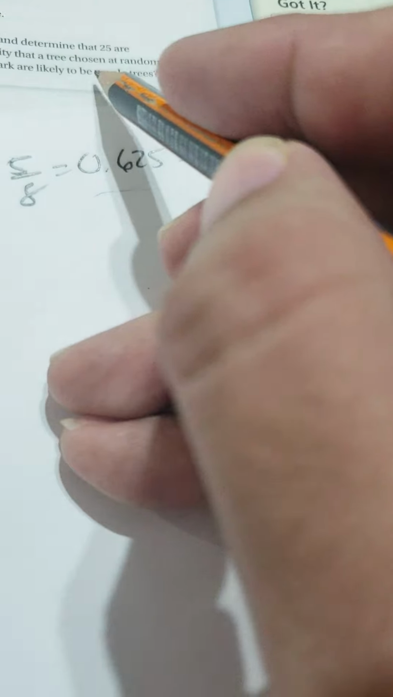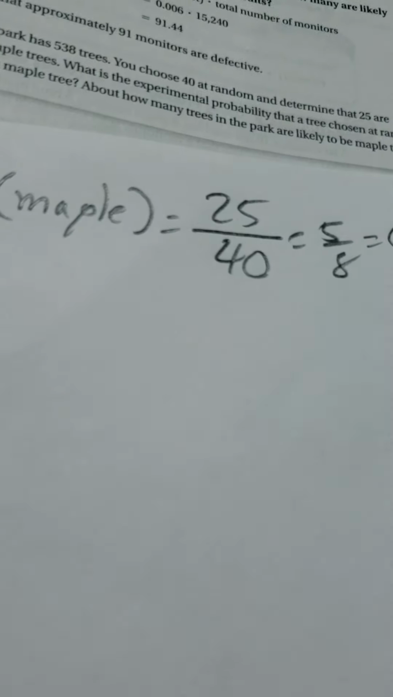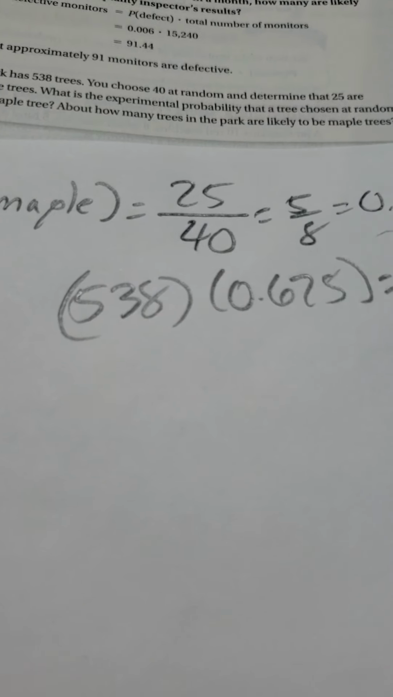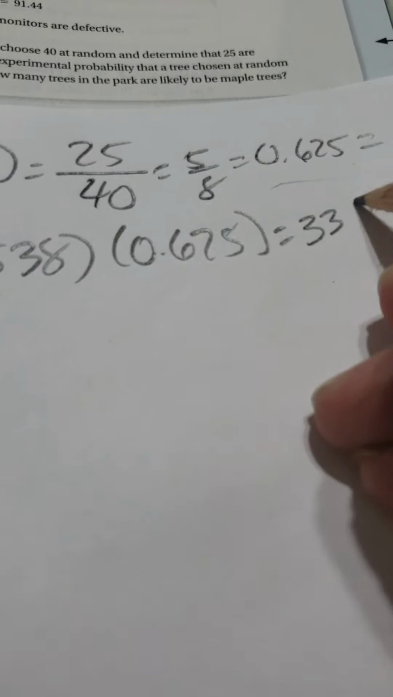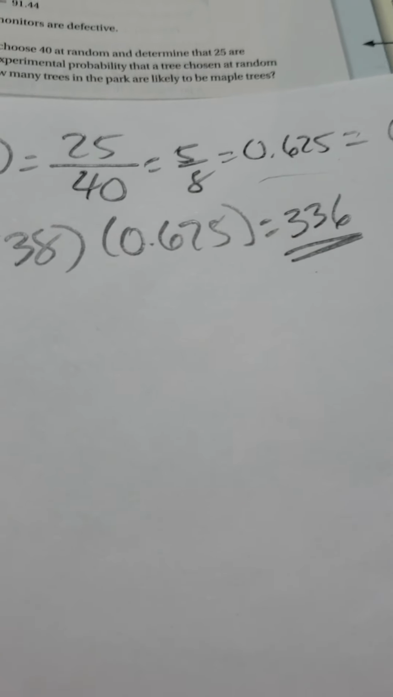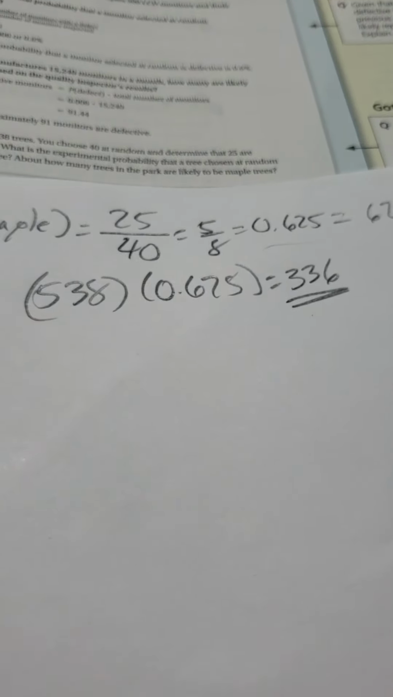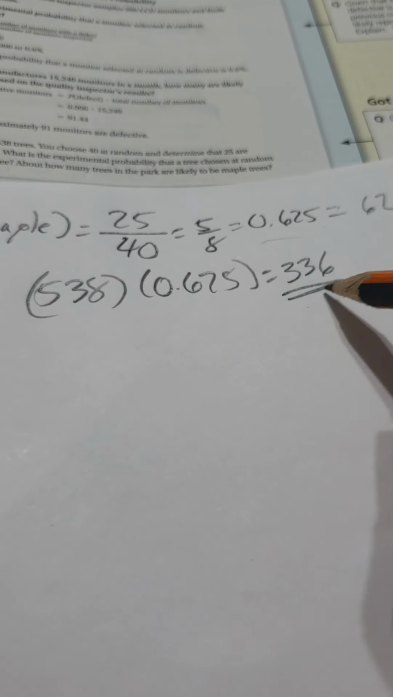Now, about how many trees in the park are likely to be maples? Now we have that the park has 538. It's simple like this. We only have to multiply 538 by the fraction as a decimal, 0.625. Let's do it: 538 times 0.625. The final answer is 336.25. But remember, we are talking about trees. We have to keep the whole number.